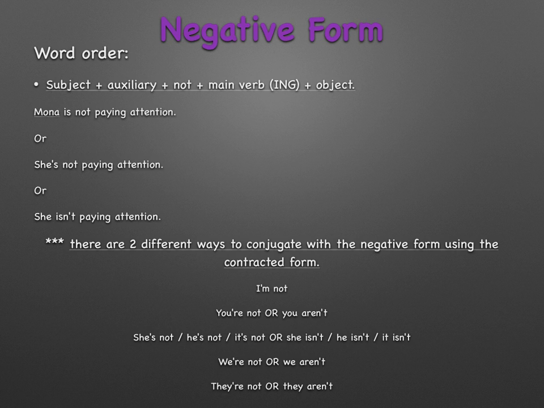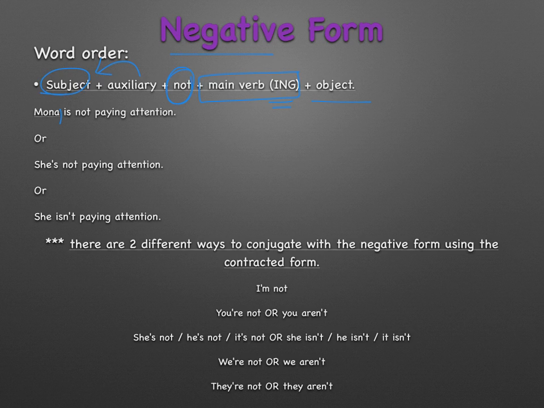For the negative form, you only have to make one change, and that's your keyword here, not. So you will find your subject, once again the auxiliary and the subject agree. You add not because we're working with the negative, of course. Your main verb always ends with ing and then the object.